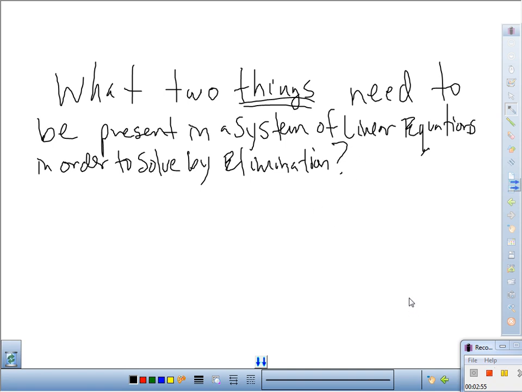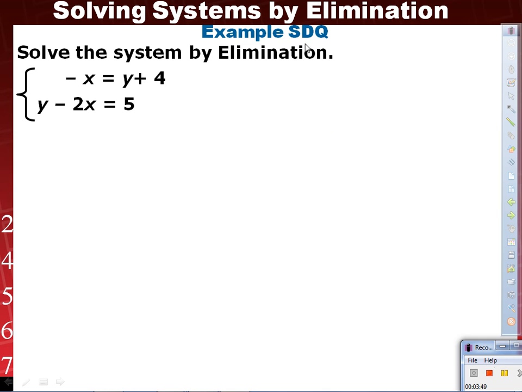Underneath your Frayer model, we don't have any steps, so I want you to write this example down. Example: solve the system by elimination, and the system given is negative x equals y plus 4, and y minus 2x equals 5. We're going to do this one together to make sure we understand the process. And this was the last one that we did yesterday, yes? Yes, Mr. Q, we love these. All right, good.